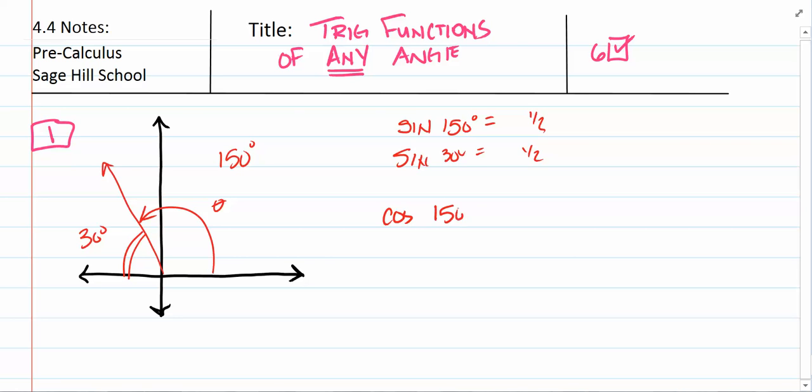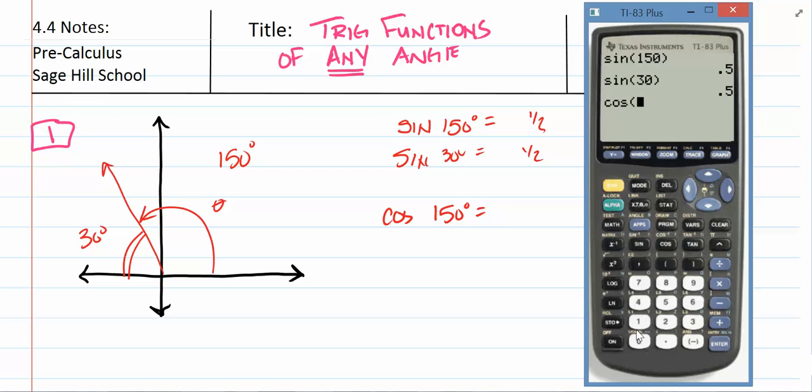What about cosine of 150? What do you get when you plug in the cosine of 150? All right, let's plug in the cosine. I get negative 0.866. Okay, what about the cosine, then, of 30? What do we get? Notice we get the positive of that angle, right?